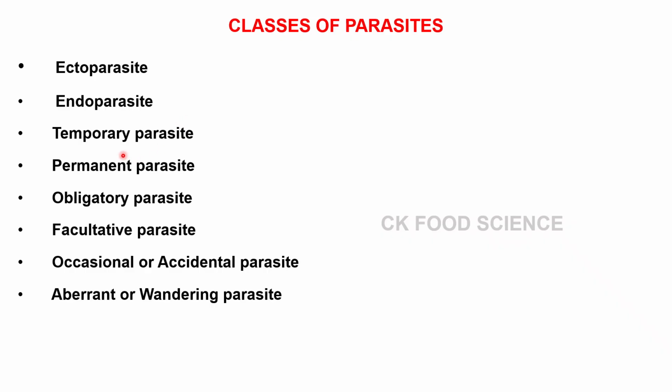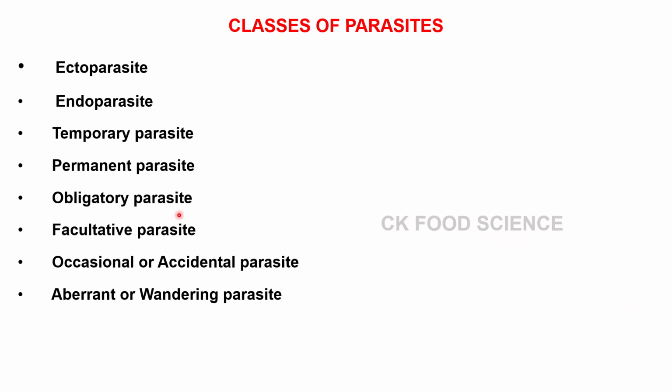Next one, temporary parasite. It just visits the host for a shorter period. Next, permanent parasite. It leads a parasitic life throughout the whole period of its life. Then obligatory parasite. Without a parasitic life in the host, it cannot exist, and that is called the obligatory parasite.